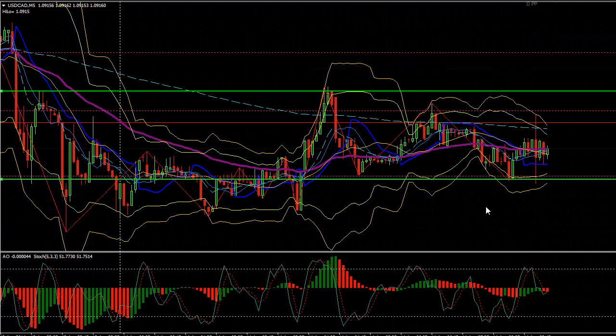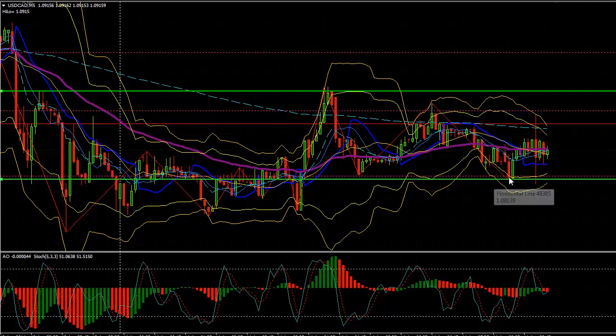USD CAD. Bit rangy. See, I've got it at the top and the bottom there. That would have been a winner if you hit. That would have been a quick one. That would have been a new spike. So if that comes down and pushes against the bands there, get oversold, then we'll go that because it's a good range trade. We'll keep an eye on that also.